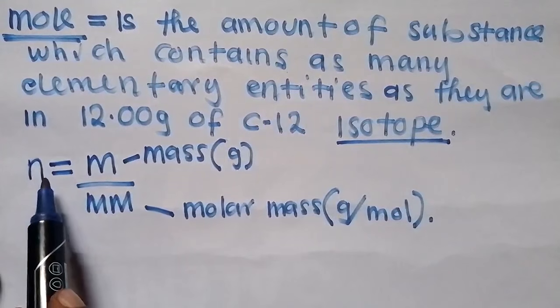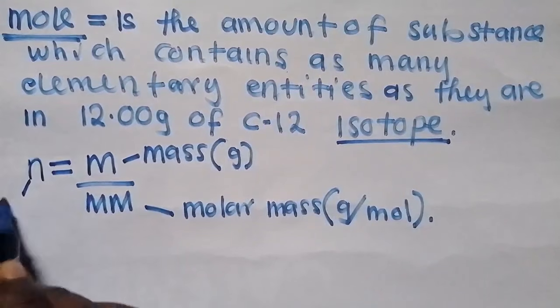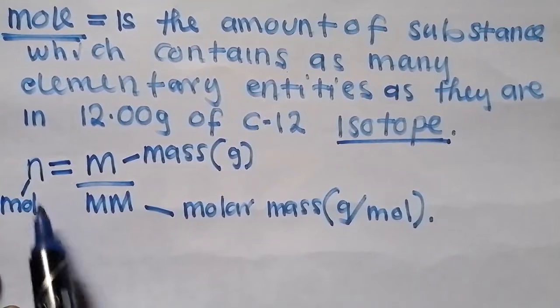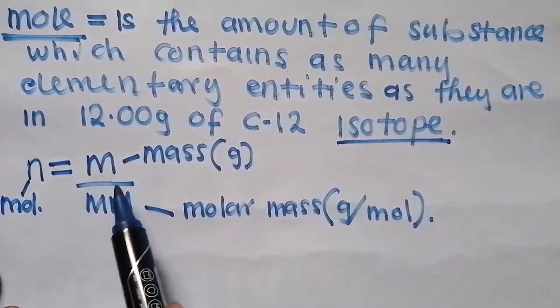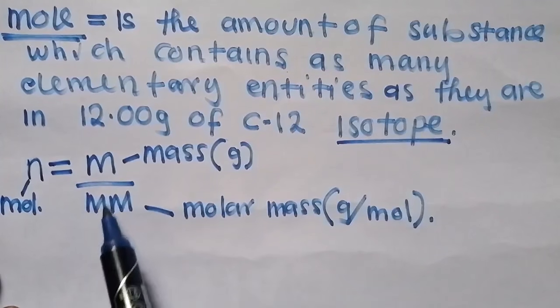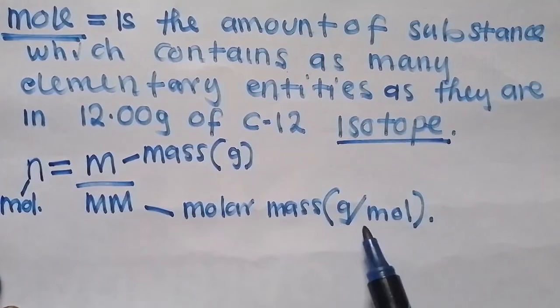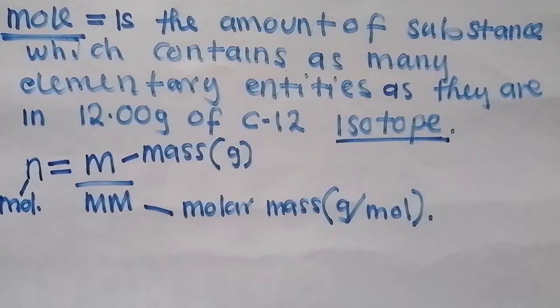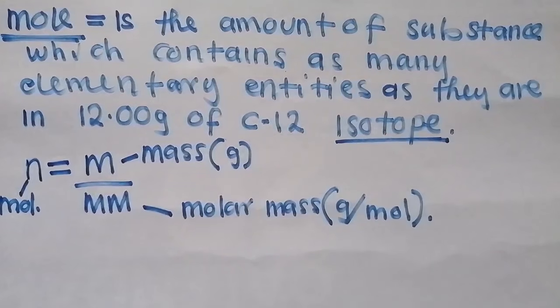Then this one is the mole. The units for mole are just these. So whenever you calculate now, the units are supposed to be in moles. The small m there is the mass, then capital M here represents the molar mass. So when you are told to calculate the number of moles in a compound, these are the units that we get to use. This is what we need to know and understand.